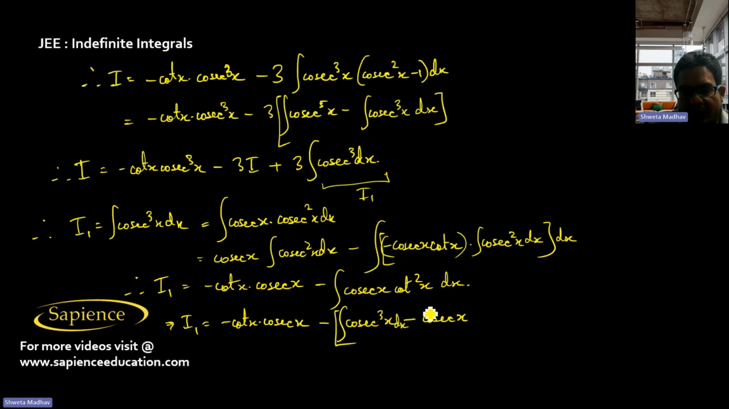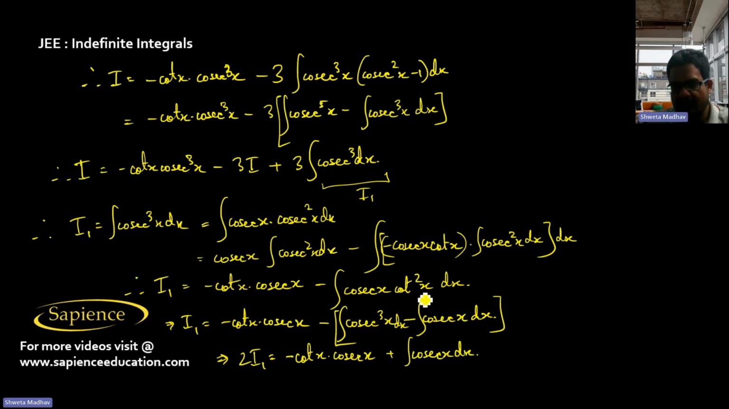This is integral dx and this is integral dx. Now this one is again I1. Therefore I can say 2I1 is equal to minus cot x into cosec x, plus integral cosec x dx.